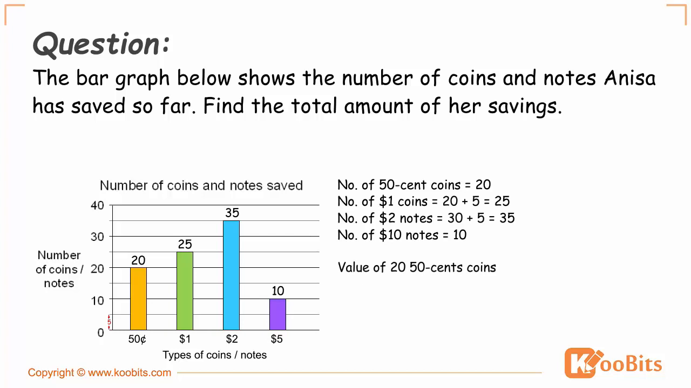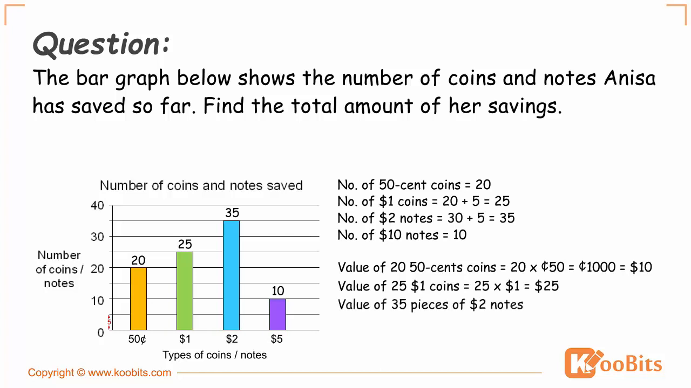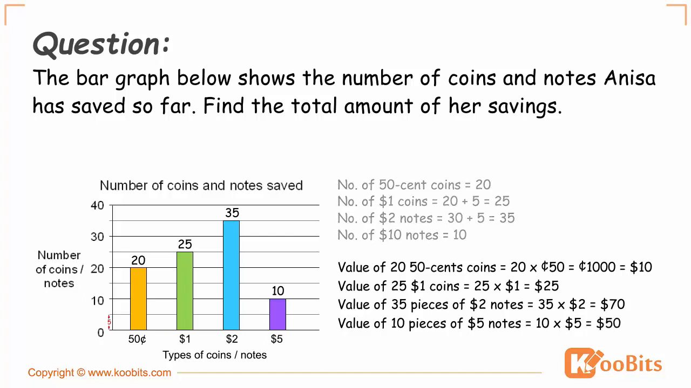The value of 20 50-cent coins is equal to 20 times 50 cents equals 1,000 cents equals $10. The value of 25 $1 coins is equal to 25 times $1 equals $25. The value of 35 pieces of $2 notes is equal to 35 times $2 equals $70. The value of 10 pieces of $5 notes is equal to 10 times $5 equals $50.